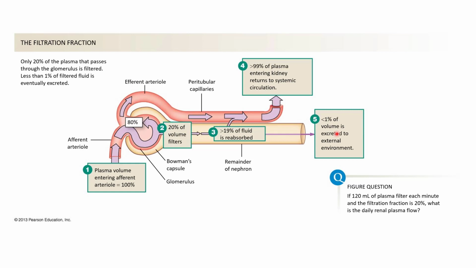So on a given day, let's say you knew that somebody was filtering roughly 120 milliliters of plasma every minute. If you could calculate then what the renal daily plasma flow would be, of how much is moving through in a given day and how much ultimately gets filtered out, recognizing that 99% of all of that filtrate is going to be retained.